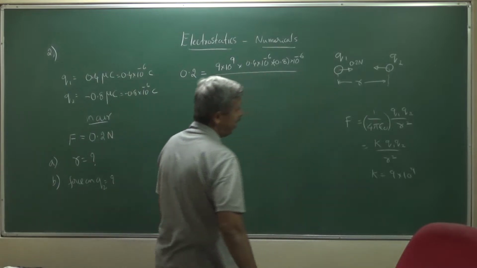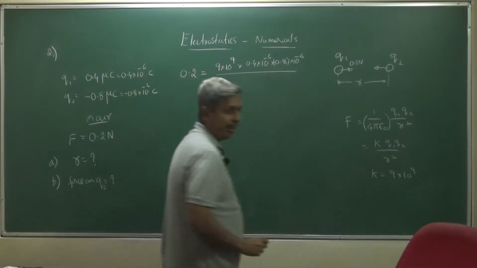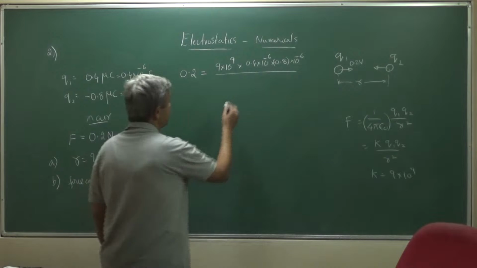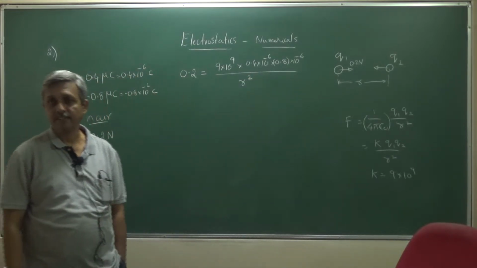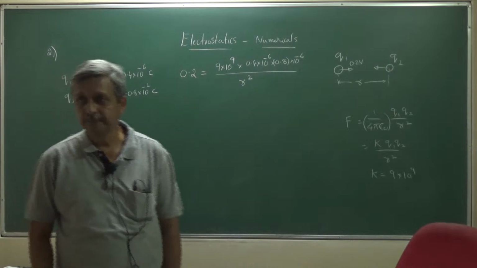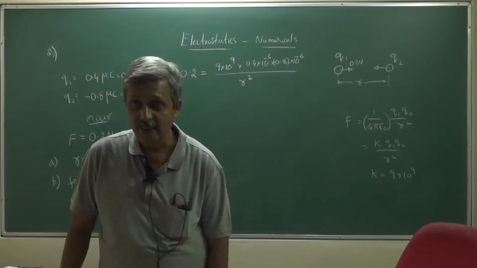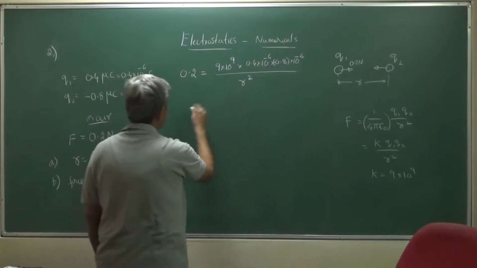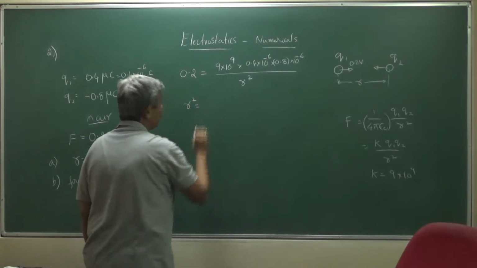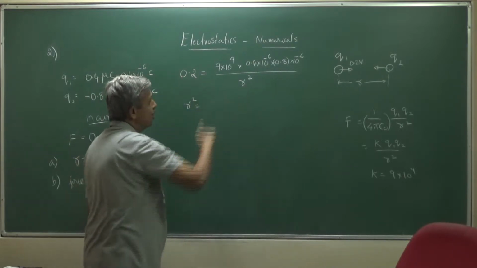Now we have been given K and Q1, and R square. R square we don't know how much it is. That's what we have to find. Right, R square. Once we write R square, we are saying that this R square we want to find out. So R square is equal to, so this 0.2 will come here.